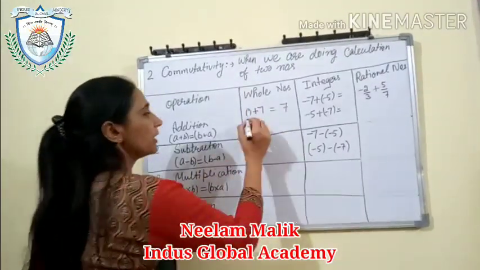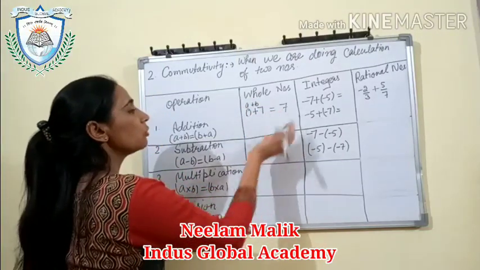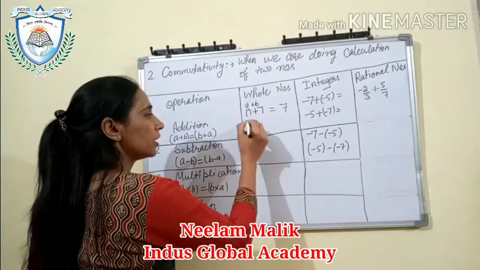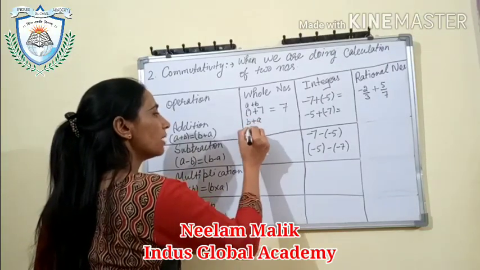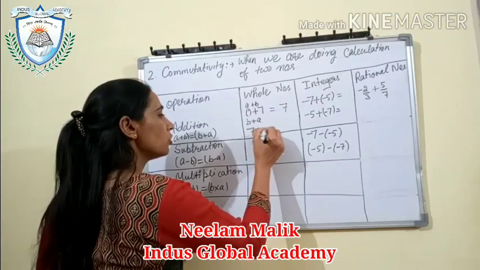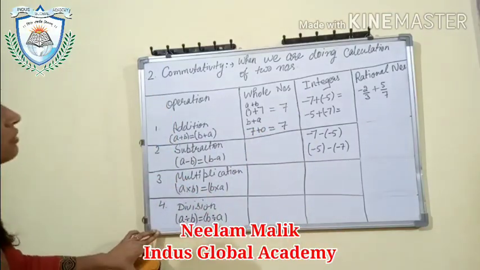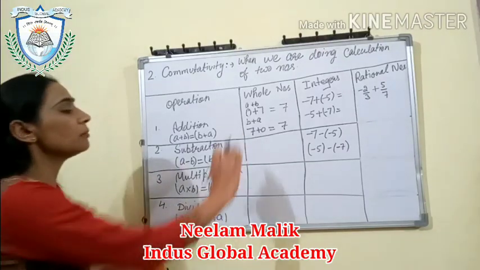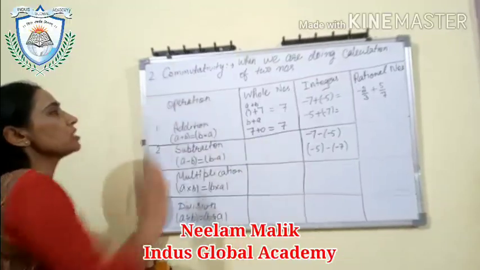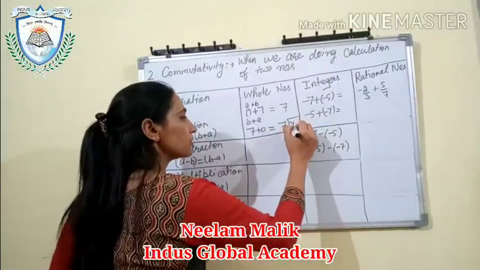0 plus 7, that means this is a plus b. A plus b is equal to 7. Take the opposite of this, that will be b plus a. So I have 7 plus 0, that is also 7. Both are the same. A plus b is 7 and b plus a is also 7. So we will say whole numbers are commutative under addition. So it will be yes.